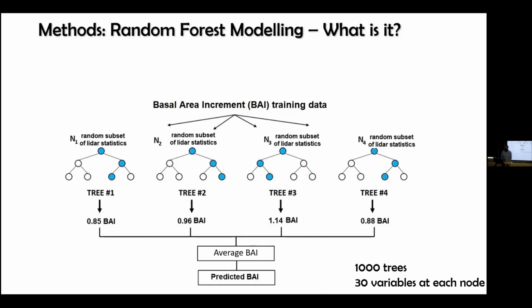Then it creates a random set of associated variables, in this case, the LiDAR statistics that I showed earlier. At each node of the tree, it is determining correlation between these variables and a measured increment and picking the best ones, which go on to pool with another set of predictors at a subsequent node.